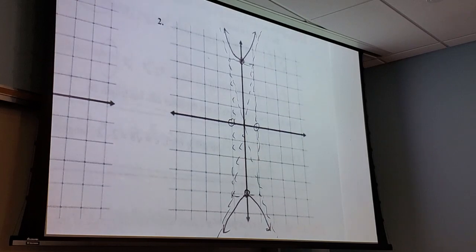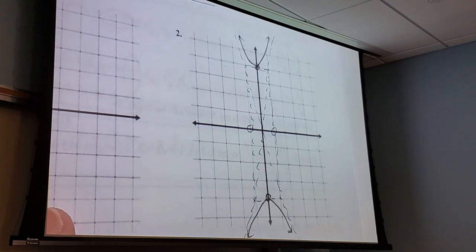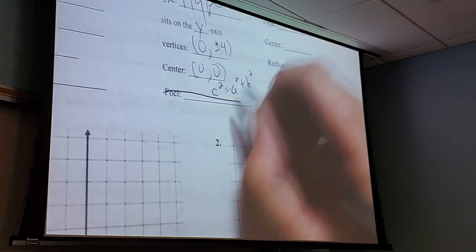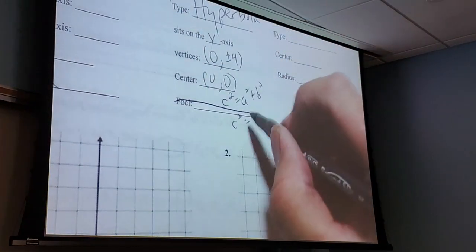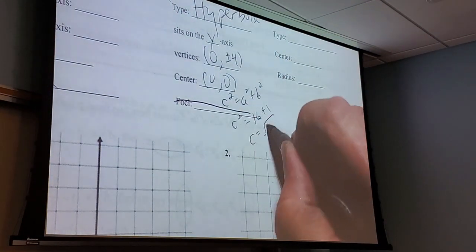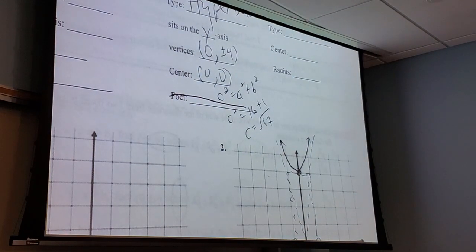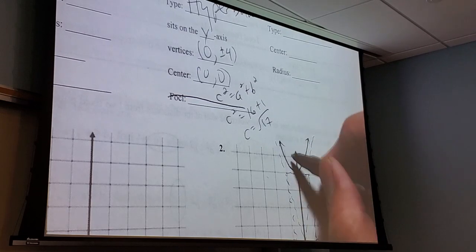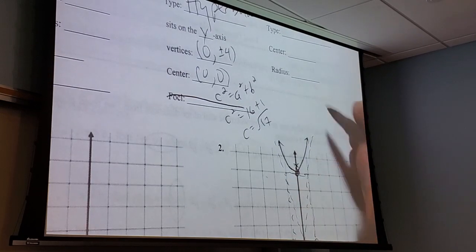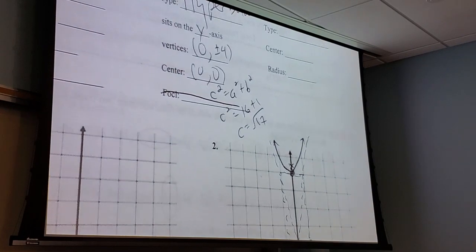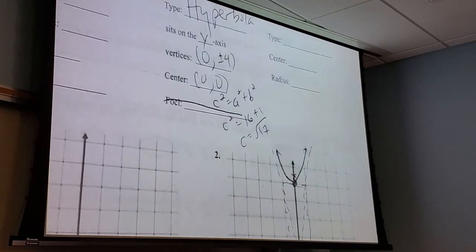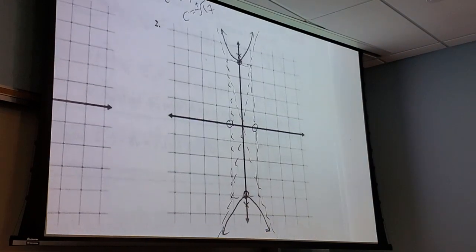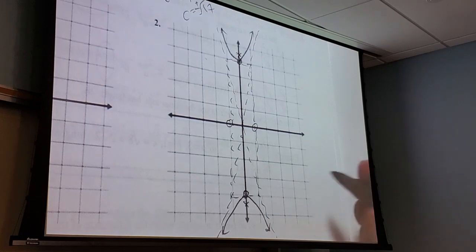Now, just to show you, if you wanted to figure out what the foci are, it's c squared equals a squared plus b squared. A squared is 16. B squared is 1, so c is the square root of 17. That's roughly 4 point something. So the foci will always be kind of inside the curve. So one focus is here, and the other focus is down there. Plus or minus, yeah. Thank you. So plus or minus 4 point something or other. So just a little bit past 4.